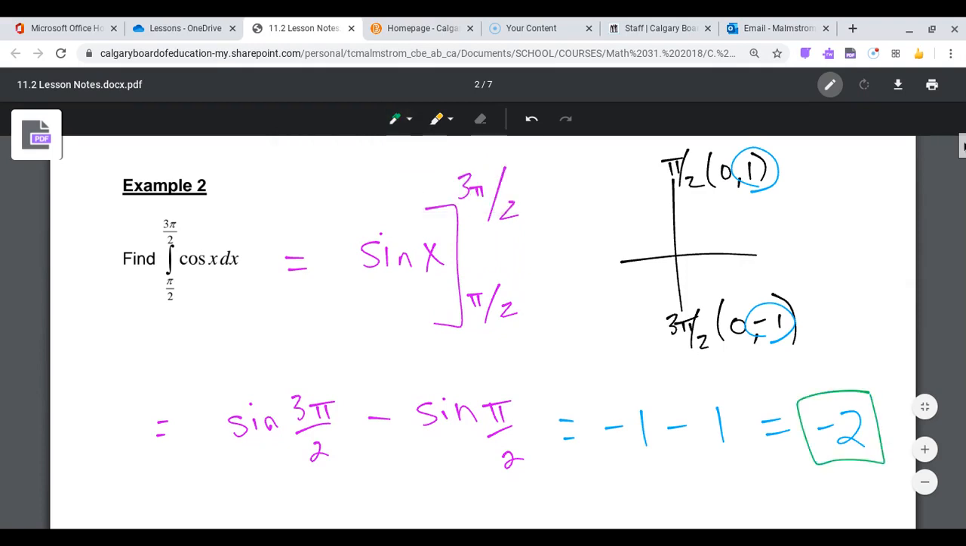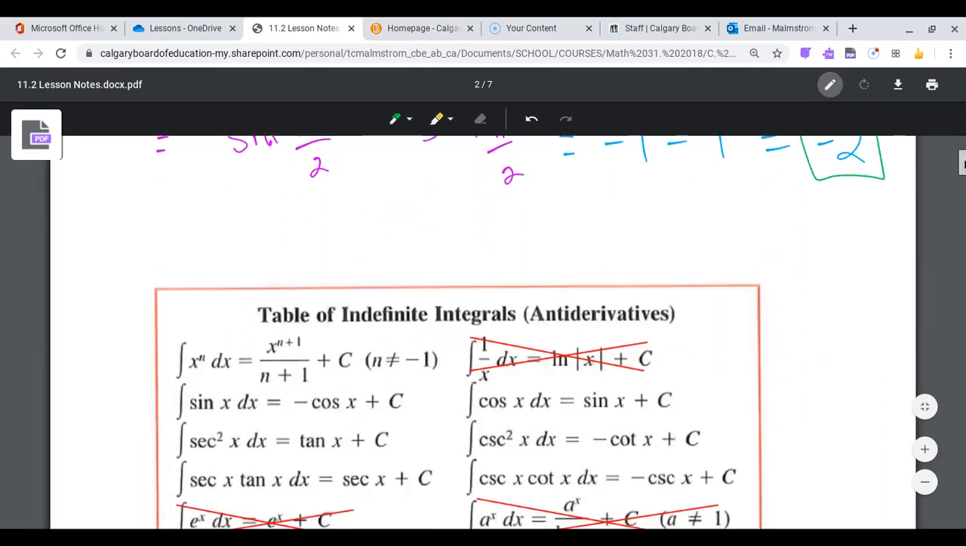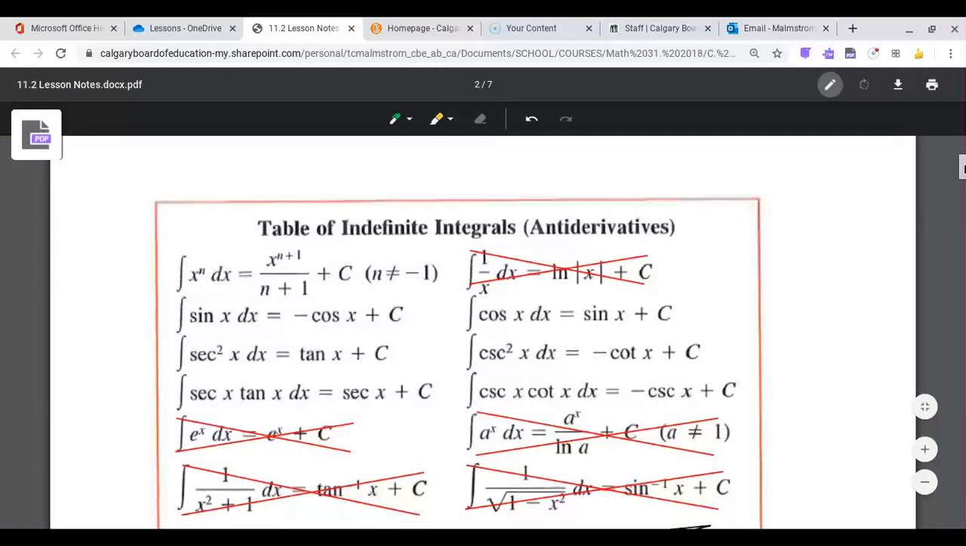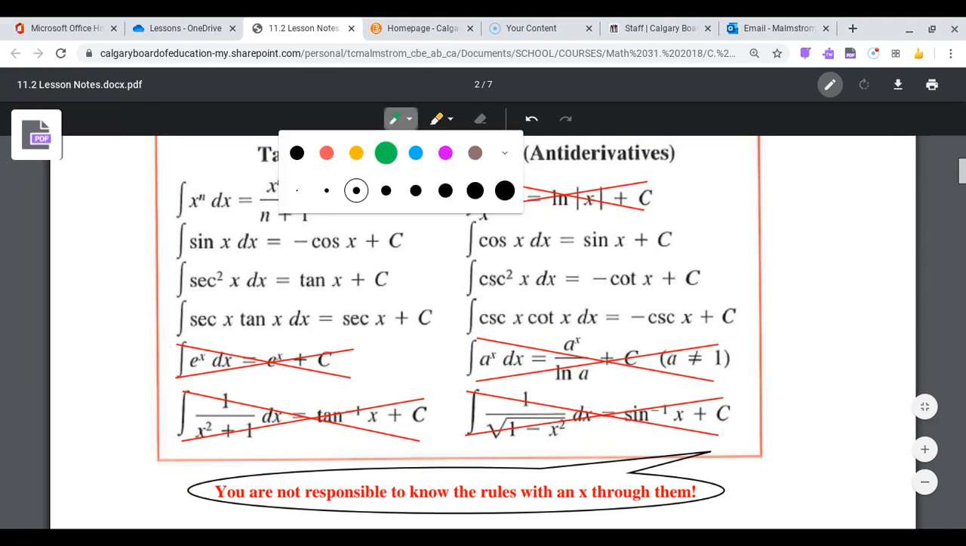And in chapter 9, we made a big chart of all of our indefinite integrals in one of the lessons. So here is our table of indefinite integrals that we need to know for this year. I've boxed out all the ones that are from chapter 8, so you don't need to know those for what we are doing.